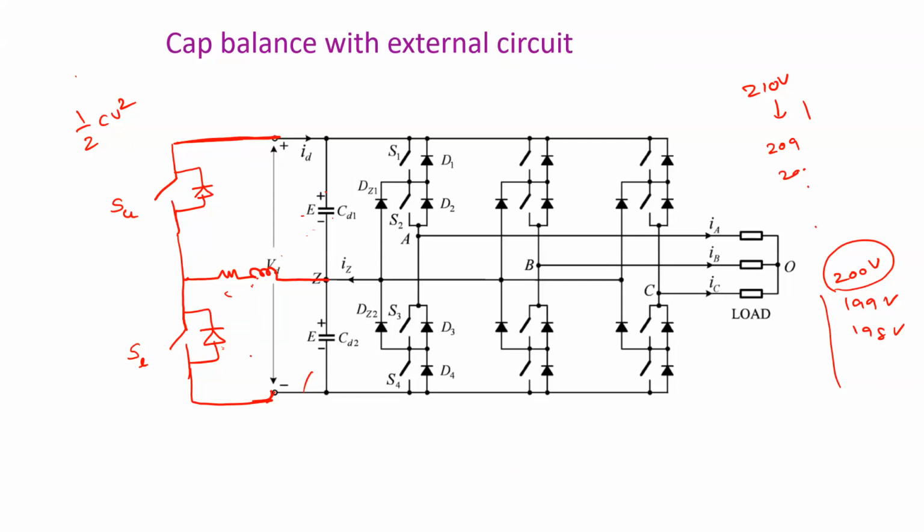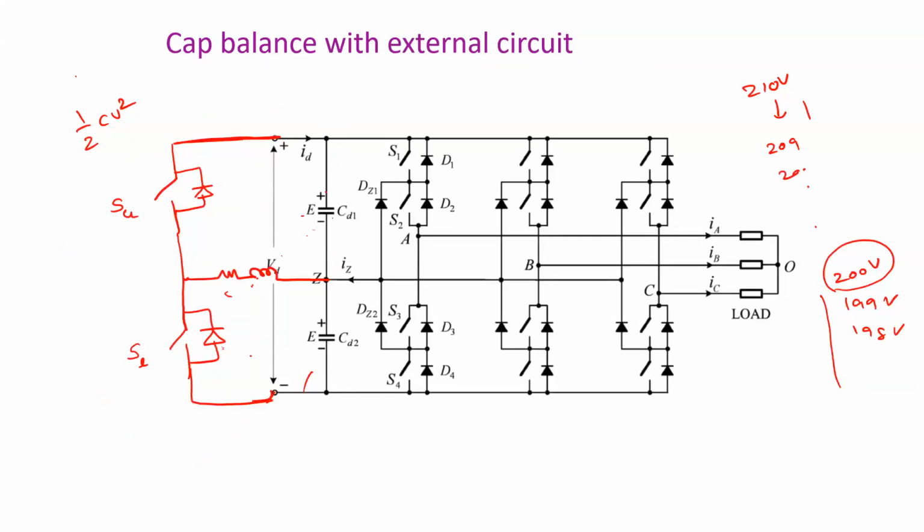Sir, this capacitor imbalance occurs only during small vectors, sir? No, not only during small vectors. Only small vectors are causing the capacitor voltage imbalance, yes. But this circuit works irrespective of small vectors and medium vectors. This is a general circuit, irrespective of the PWM technique. So we have a dedicated circuit to balance the capacitors.